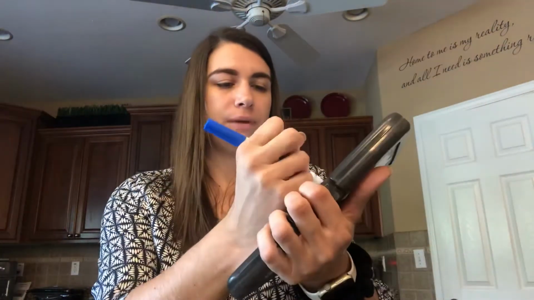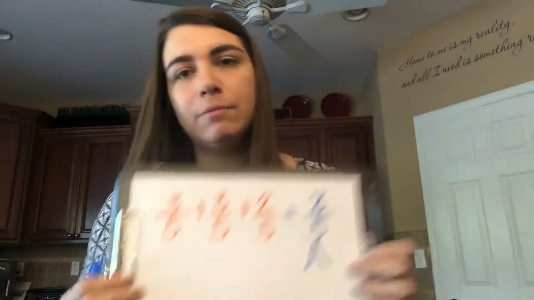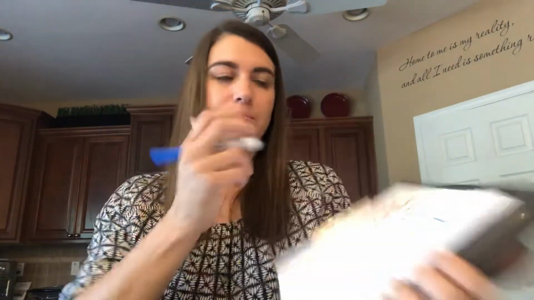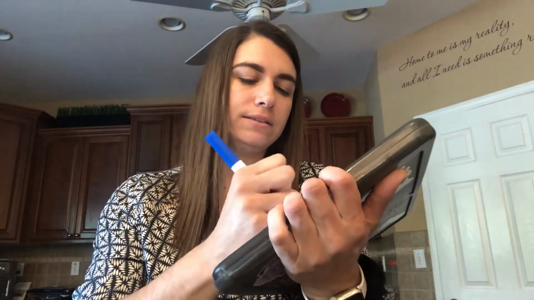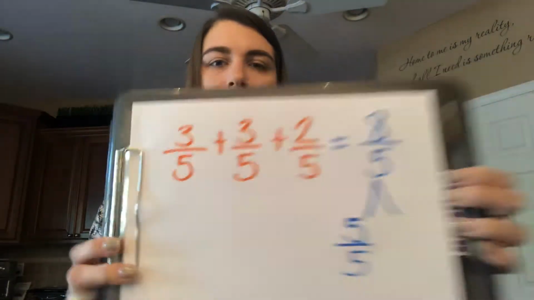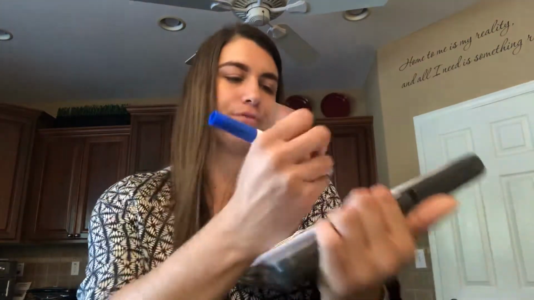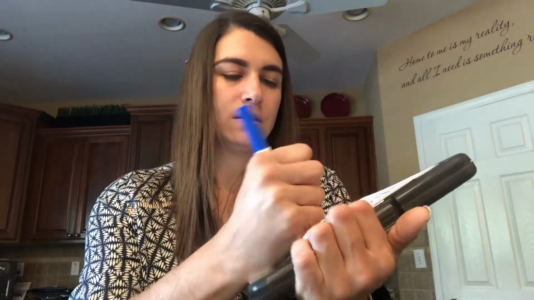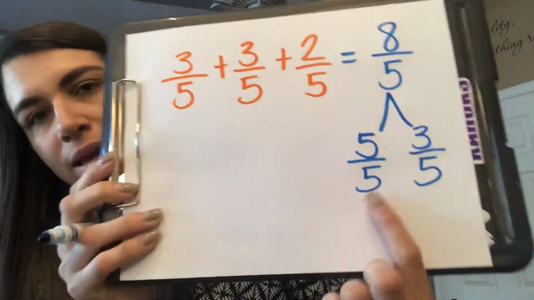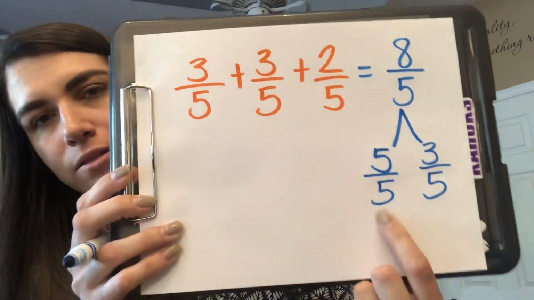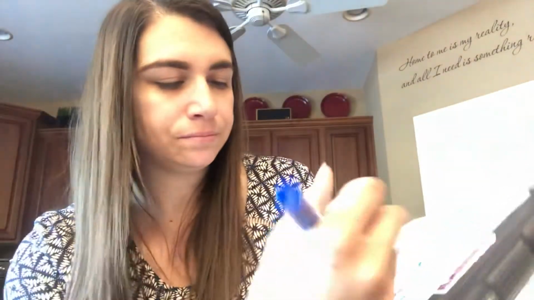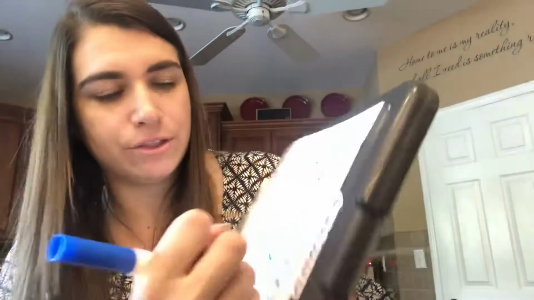So I'm going to make a number bond, and I'm going to take apart the 5/5. I'm going to break it up here. 5/5 is my whole number 1. And then what would be left over? 8 minus 5 is 3. So I get 3/5. And then if I make this a mixed number, the 5/5 becomes my 1, and what's left over is my 3/5.